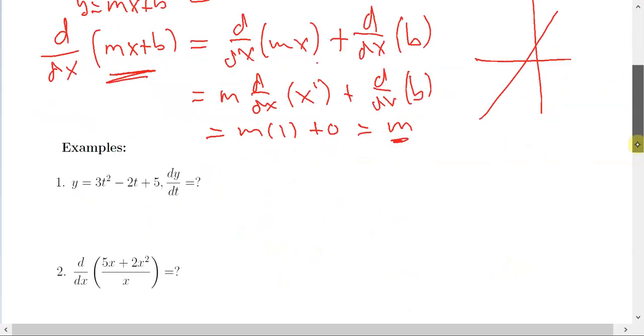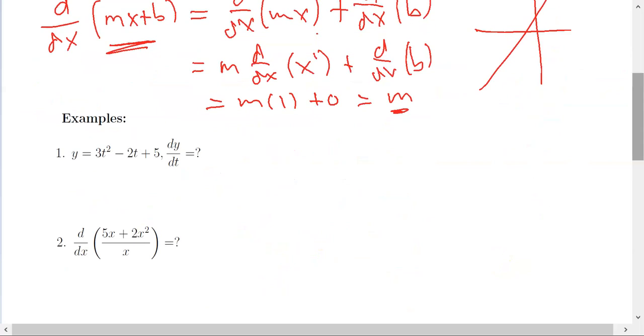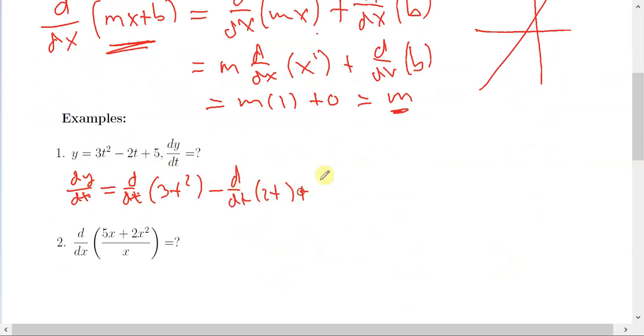Well, here's a couple of other examples. What this allows me to do is take all my power functions together and any constant in front of them. So any polynomial I can now take the derivative of. If I want to find the derivative of y with respect to t in this function, I've got to use the rule that I can take each one separately. Now you don't have to show this for every one, but I'm going to do it for this first one. Minus the derivative of this one, plus the derivative of this one.